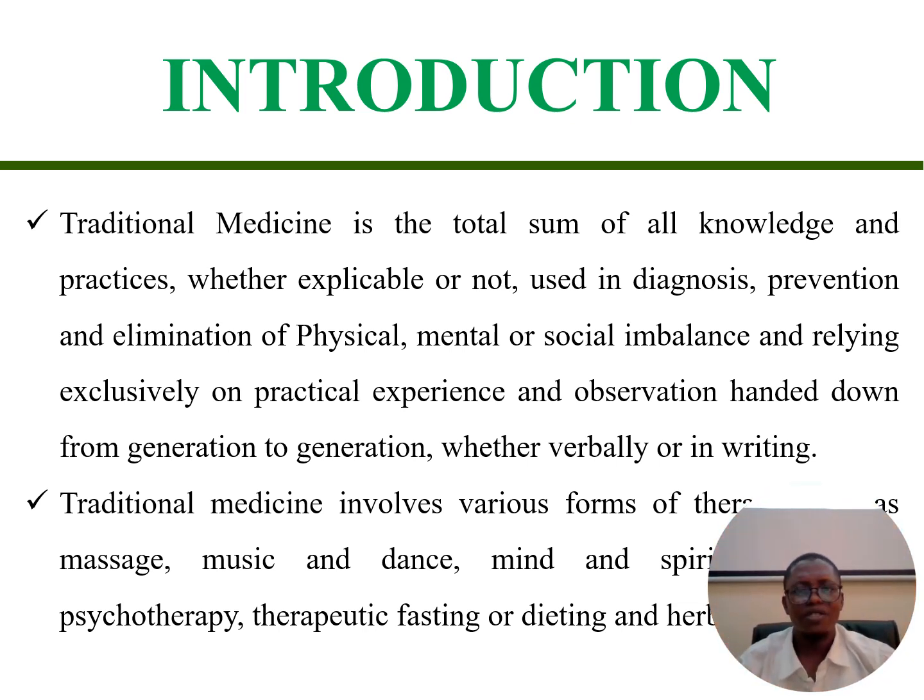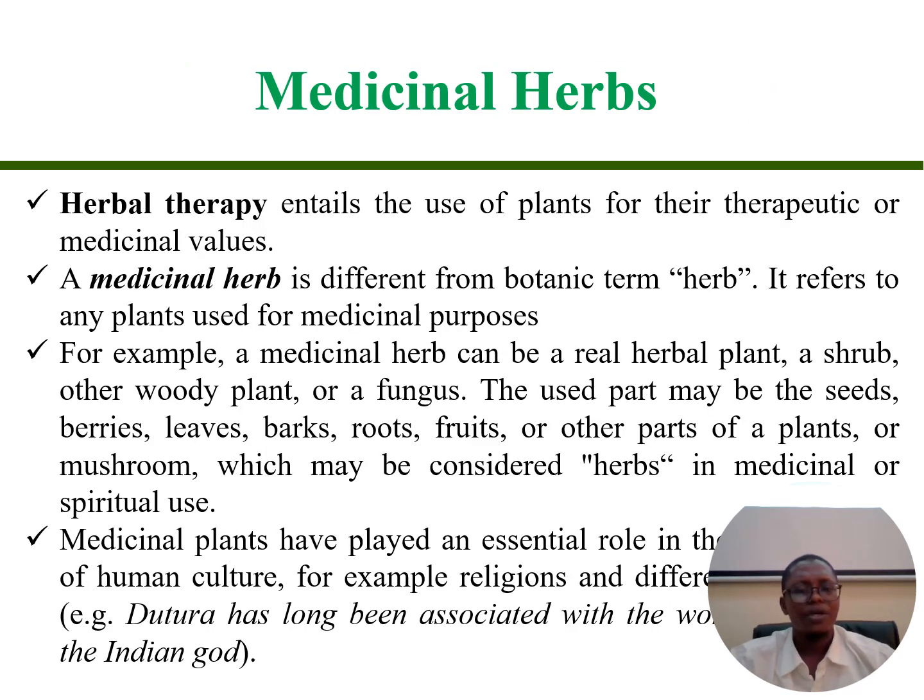So that's traditional medicine. This traditional medicine is an umbrella which encompasses all other forms of medicine that are not orthodox. This type of medicine is practiced by local or indigenous people and passed down from generation to generation. Now, this takes us to herbal therapy. It's when there is the usage of plants for medicinal purposes, for therapeutic use.